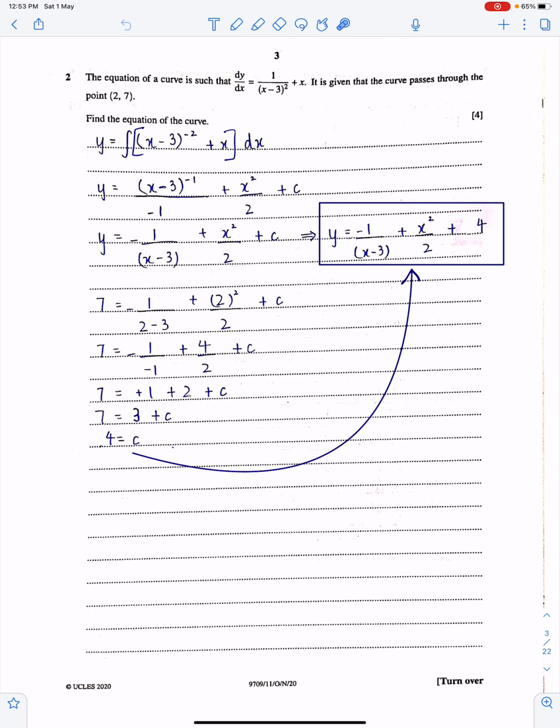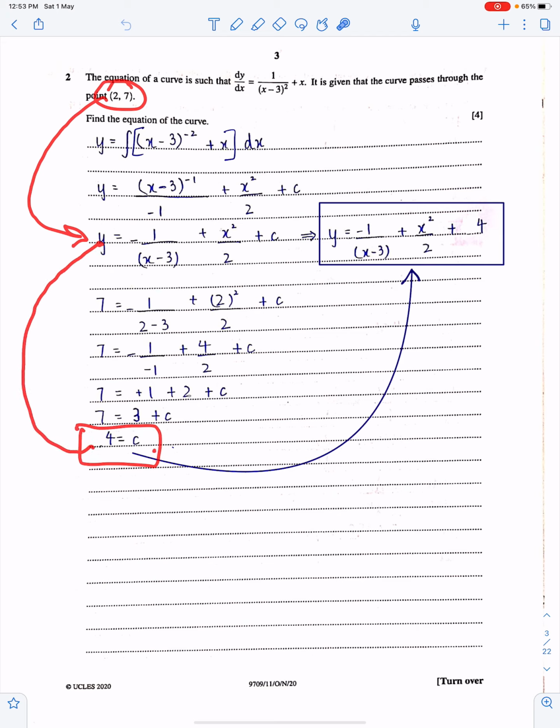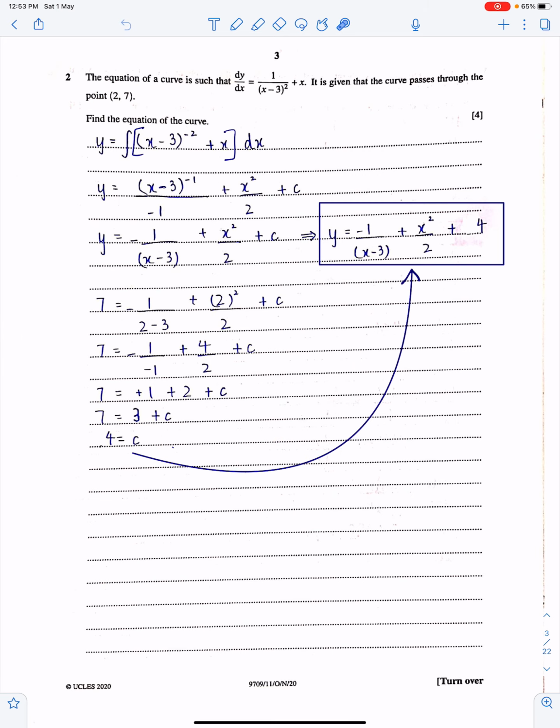Now by substituting this point into this equation, we can get the value of c, which is 4. After getting the value of c, we need to substitute this value back into this equation to get the required equation of the curve. Make sure you do the calculations carefully.